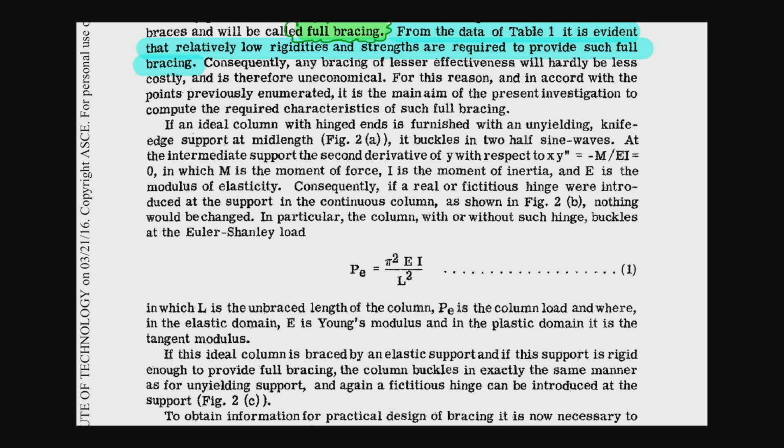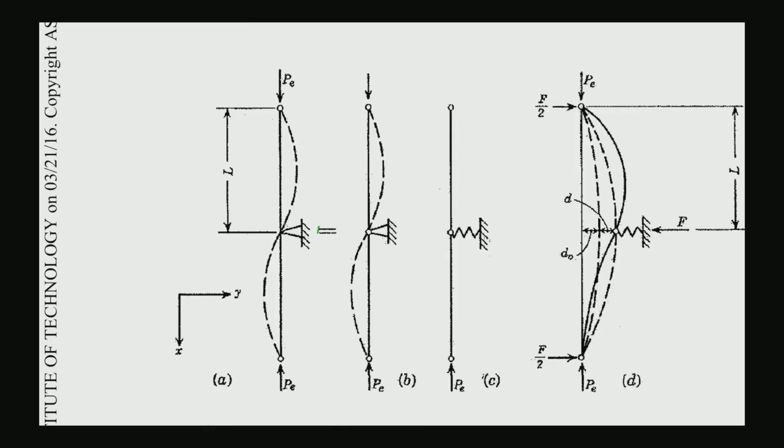That's it. Now, if an ideal column with hinge ends is furnished with an unyielding knife edge support at the mid-length, they refer to this one. Just perceive that it is just a support. They put too much information. So the column, with the mid support, what you get as the buckling shape in this case is like this.